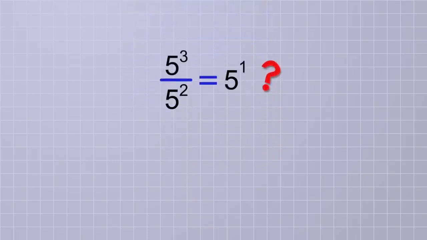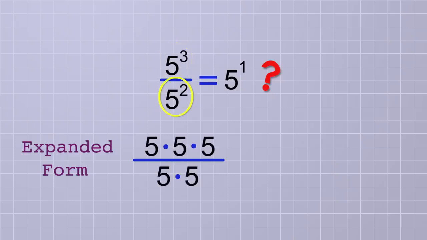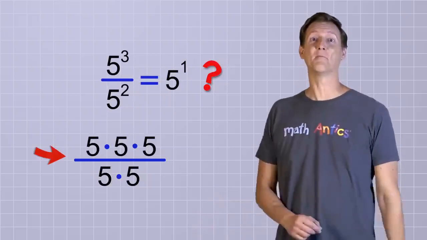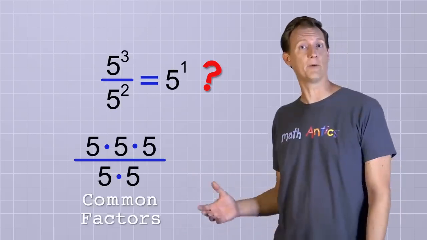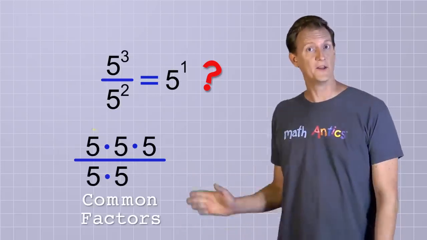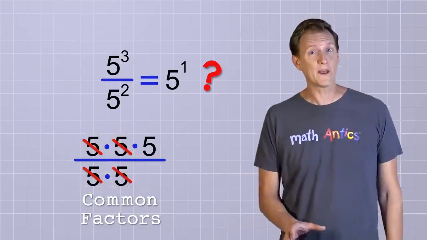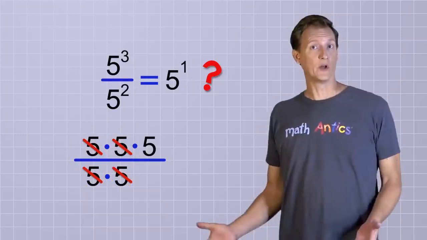To see, let's write the expression out in expanded form. On the top of our division problem, we have 5 to the third, which is 5 times 5 times 5. And on the bottom, we have 5 to the second, which is 5 times 5. Does this look like something you've seen while simplifying fractions? Yep, since all the bases are the same, they form pairs of common factors on the top and bottom that can be canceled out. This 5 over 5 cancels, and this 5 over 5 cancels. If you don't know why that works, be sure to watch our video about simplifying fractions. And what do we end up with?